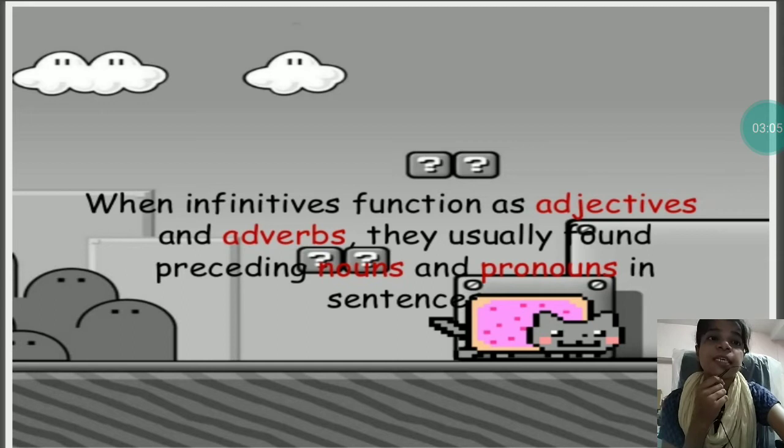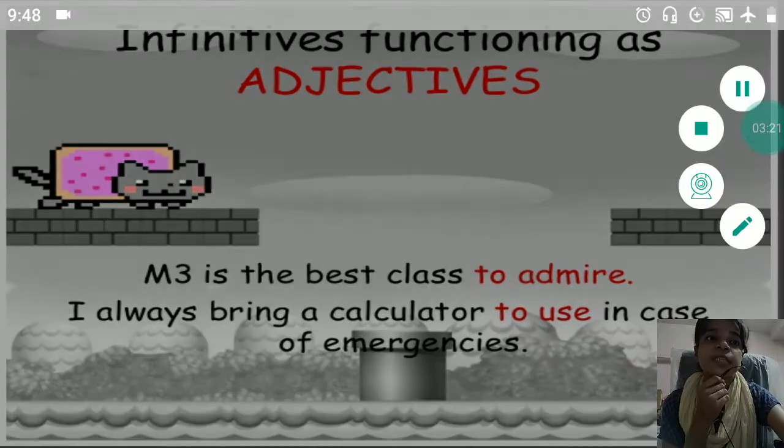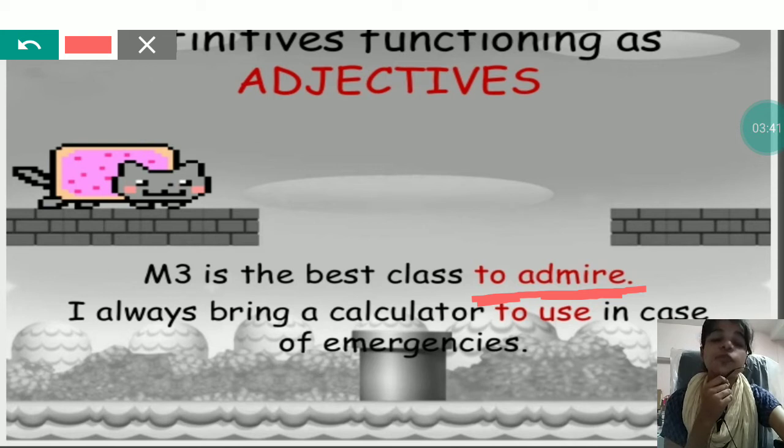Like when infinitives function as adjectives, see, M3 is the best class to admire. Here M3 is the name of a class, is the best class to admire. Now here you can see to admire, firstly it is an adjective and secondly it is constructed by the same form, to plus verb. So in this sentence the infinitive to admire is doing the work of an adjective.